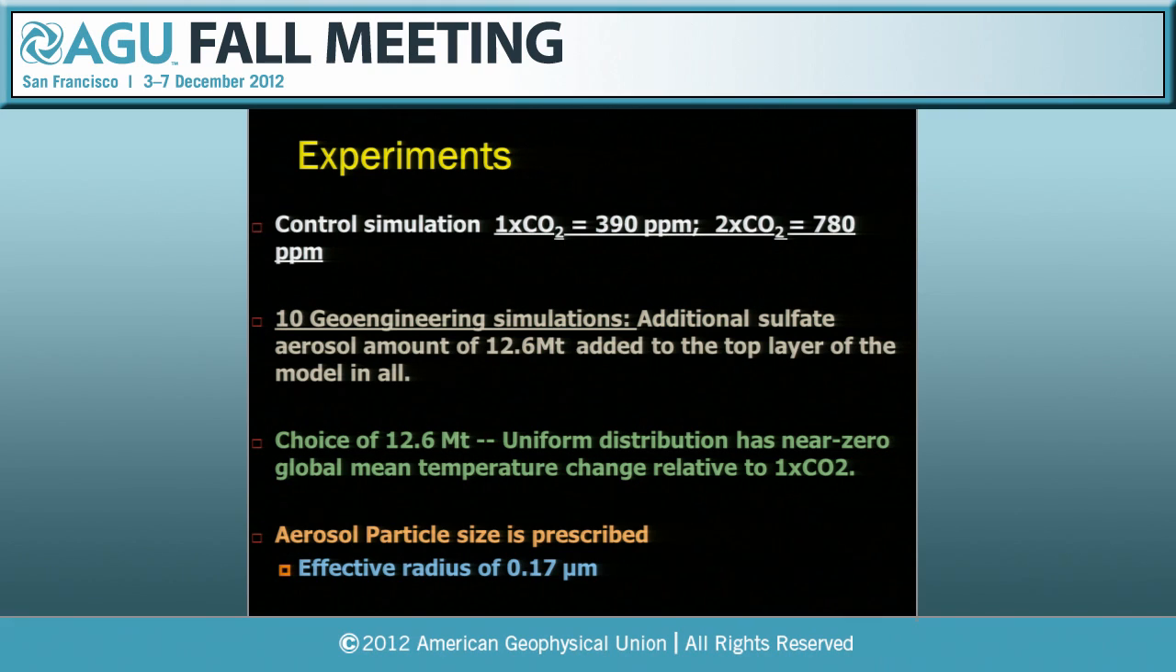I'll come to the next slide where I show the distribution of the aerosol, how they vary. The choice of 12.6 was basically the uniform distribution that has a near zero global mean temperature change when you compare to the control simulation. Per year? No, this is a total amount of aerosol that is prescribed. So these are not injection simulations. Here, the aerosol concentration is prescribed in the atmosphere. There is no transport. There is no microphysics.